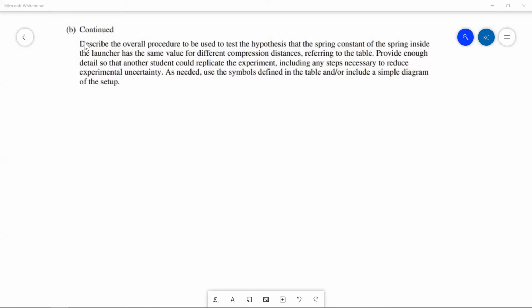Second part of part B. Describe the overall procedure to be used to test the hypothesis that the spring constant of the spring inside the launcher has the same value for different compression distances, referring to the table. Provide enough detail so that another student could replicate the experiment, including any steps necessary to reduce experimental uncertainty. As needed, use the symbols defined in the table and/or include a simple diagram of the setup.